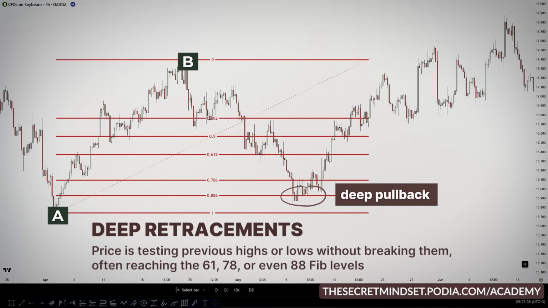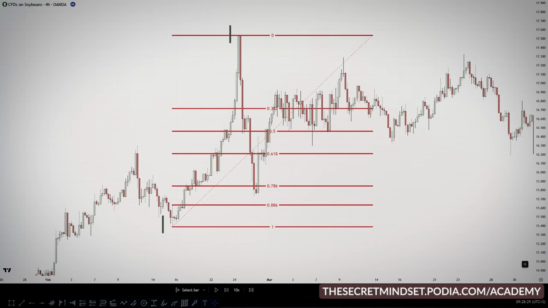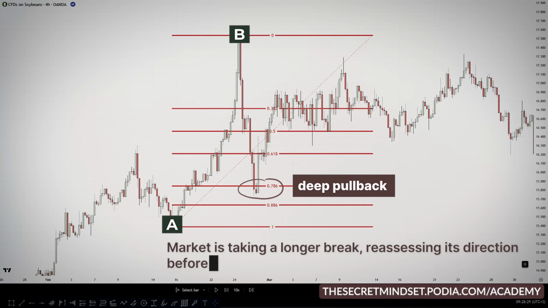The price might make several ups and downs, testing previous highs or lows without breaking them. Deep retracements often reach the 61, 78, or even 88 fib levels, and these deeper pullbacks can be tricky. They might make you think the trend is over, but it's not always the case. It's more like the market is taking a longer break, perhaps reassessing its direction before deciding to continue.